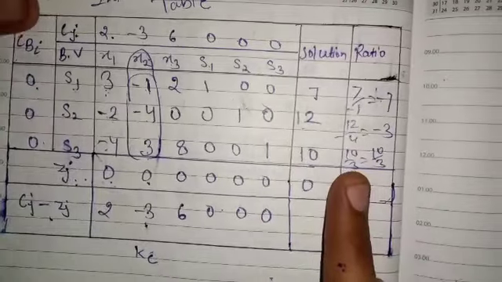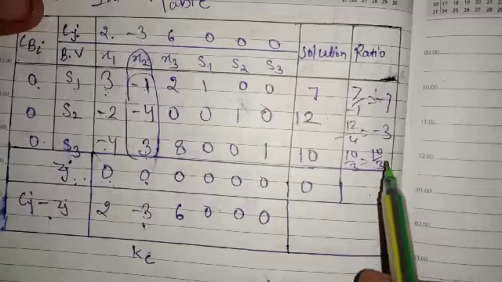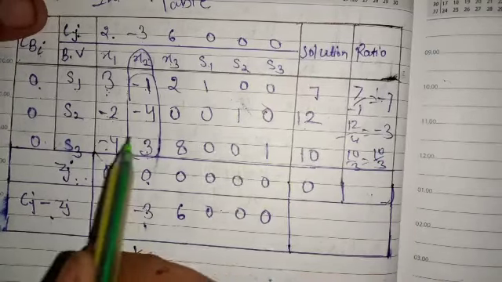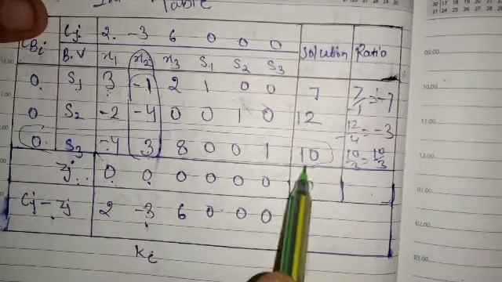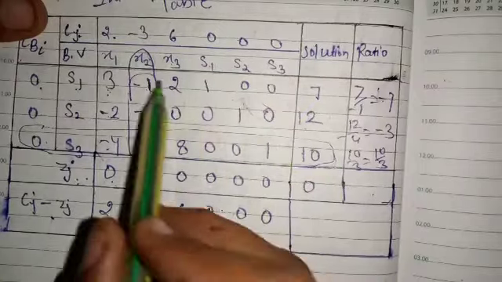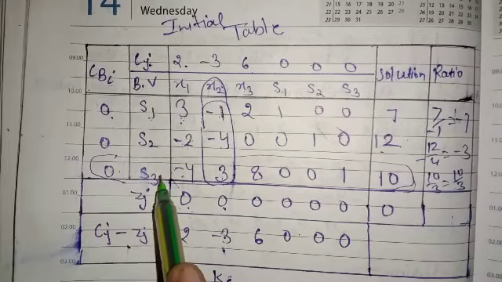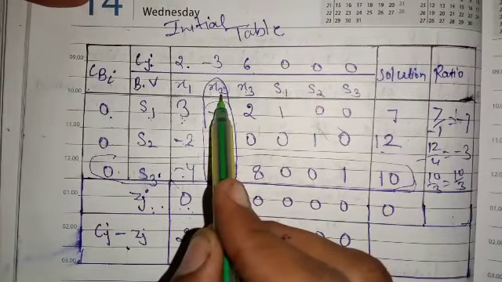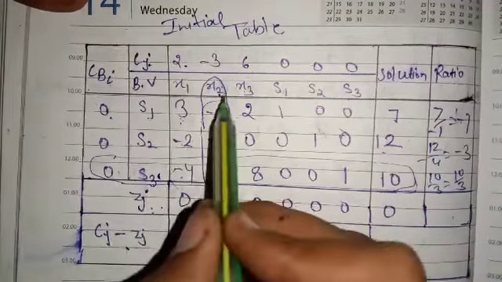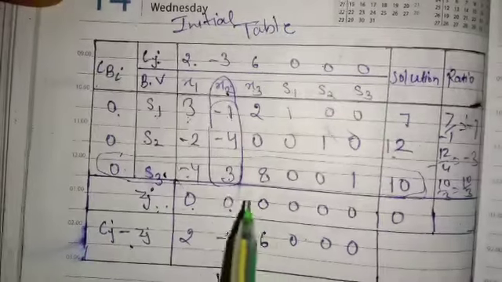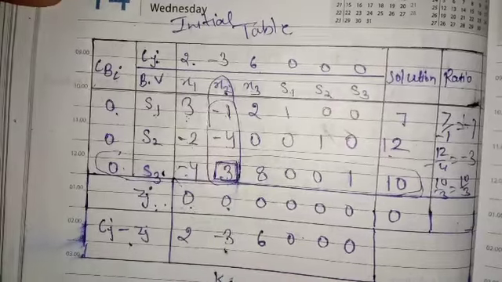After finding the ratio values, select the least positive value. Here we have only one positive value, so this row is the key row. So this is our key column, and this is our key row. For the next iteration, s3 is the leaving variable and x2 is the entering variable, and 3 is the key element. So now look at the first iteration.